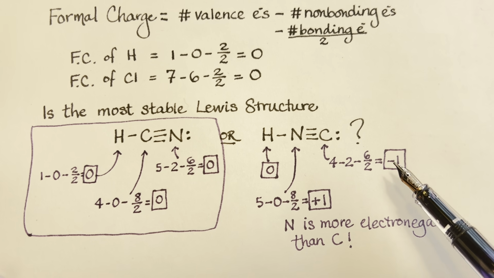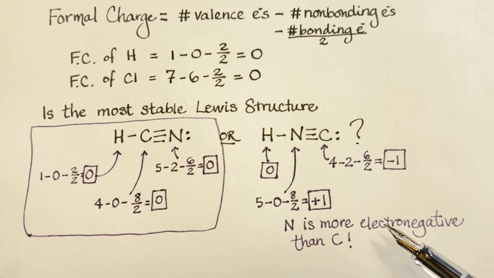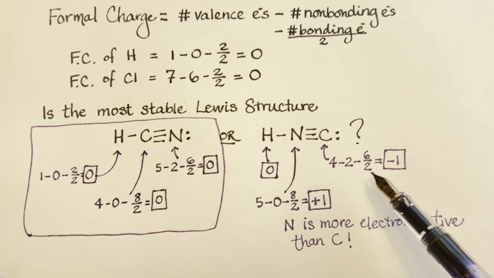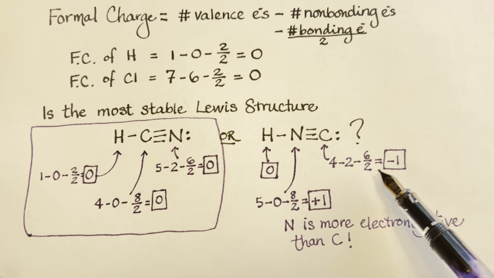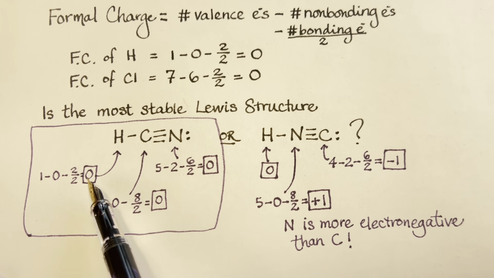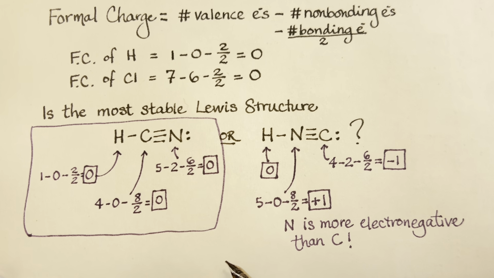That isn't to say you can't have a negative formal charge and not have a stable structure. But separation of charges like this is not as stable as when we minimize them, in this case, where we have 0.